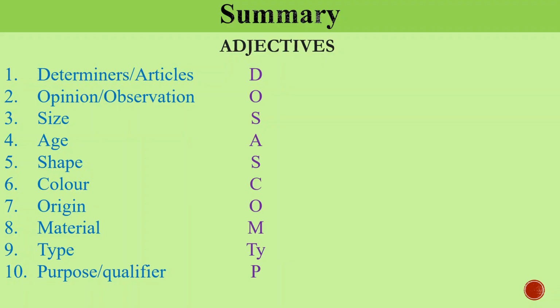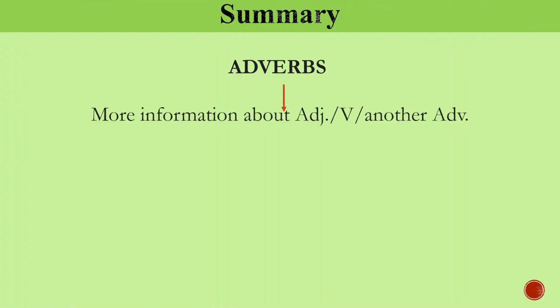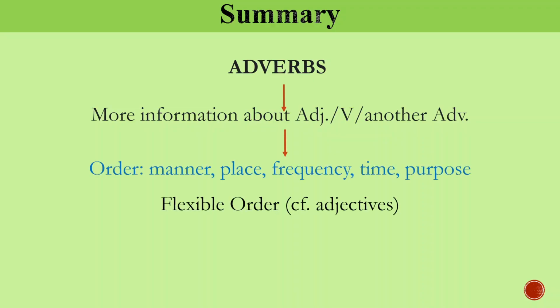And regarding adverbs, they give more information about an adjective, verb, or another adverb. But unlike adjectives, they are a bit flexible in their order of location. Still, they are generally placed in order of manner, place, frequency, time, and purpose. That much for adjectives and adverbs.